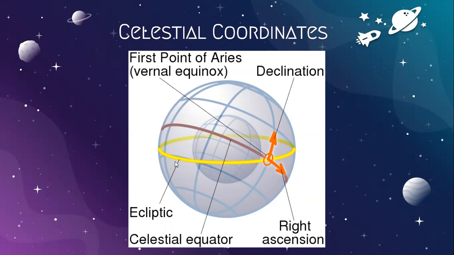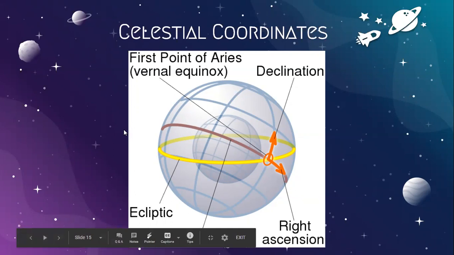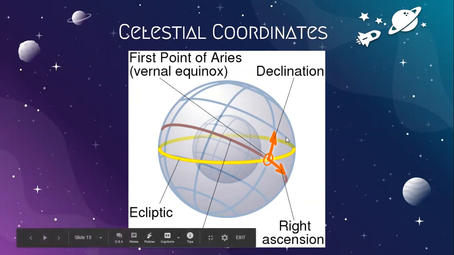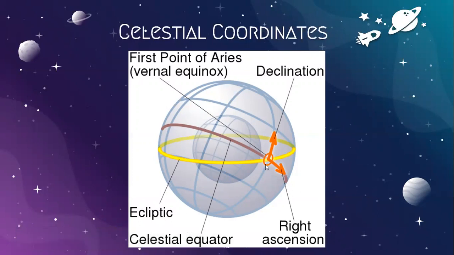Notice that the ecliptic plane is not lined up on 0 degrees declination. That's because we see the sun moving up above the ecliptic plane in the summer and down below the ecliptic plane in the winter, and that's due to Earth's tilt as it revolves around the sun. We use declination as the degrees above and below the celestial equator, and we use the term right ascension to describe the position east or west, or left or right, of the 0 hour mark.